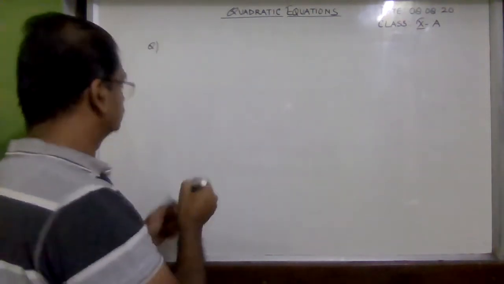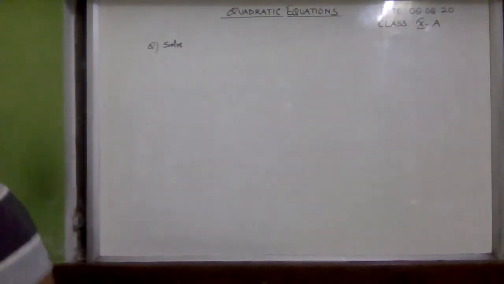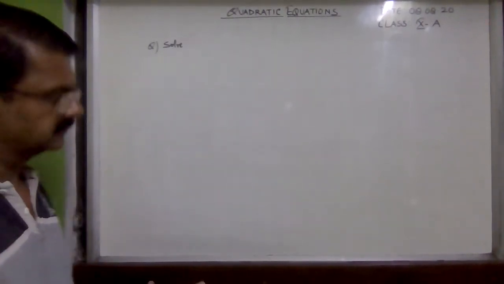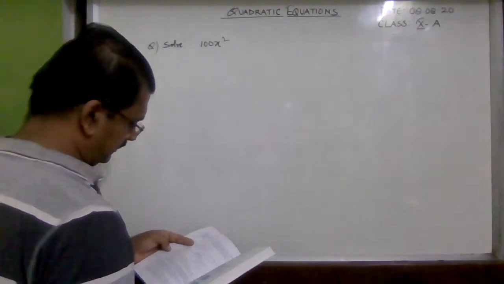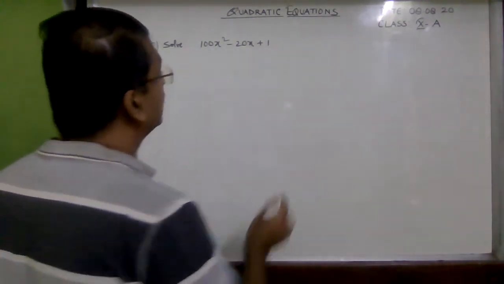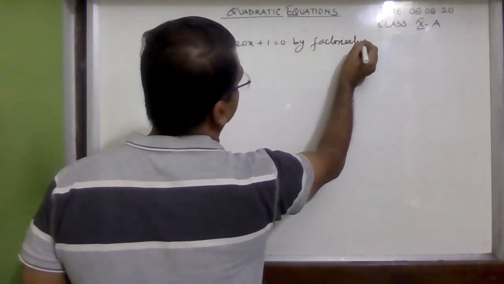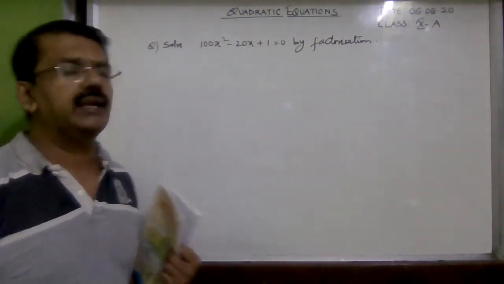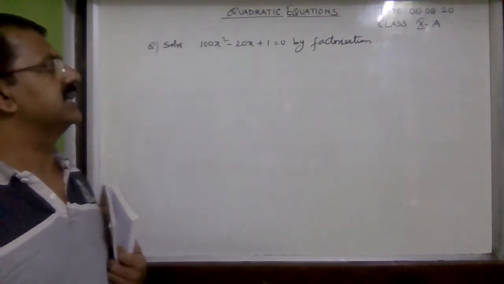Next question, solve 100x square minus 20x plus 1 is equal to 0 by factorization.